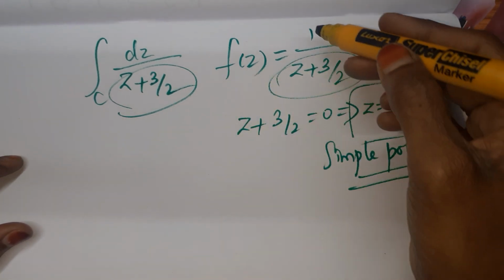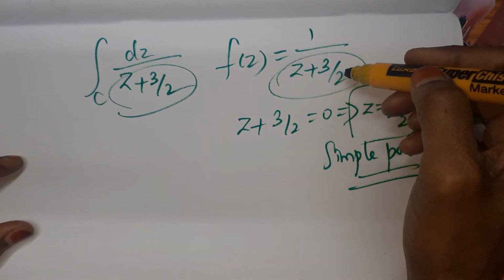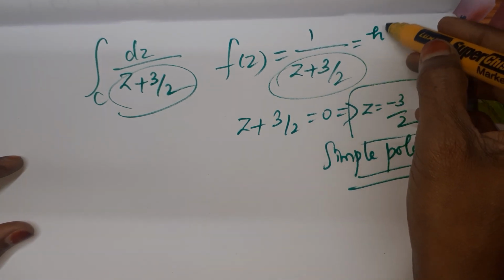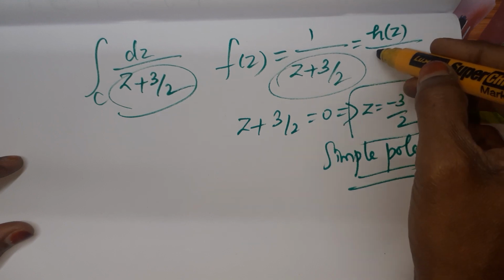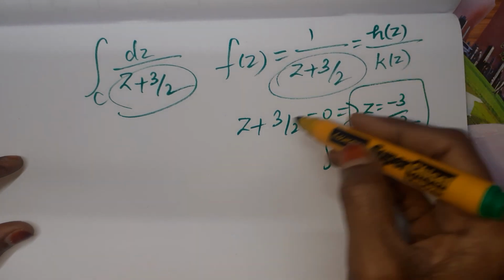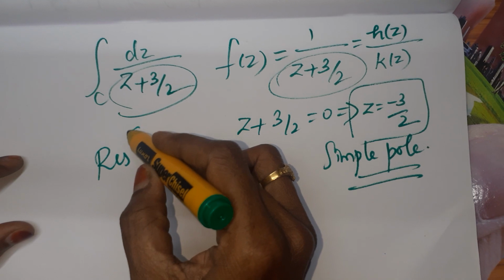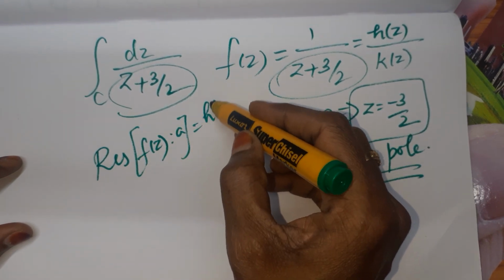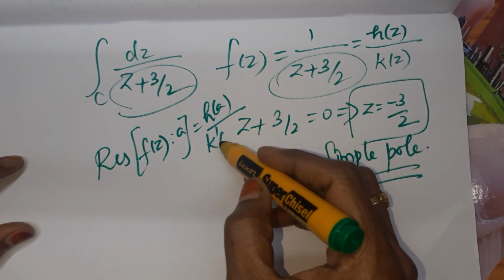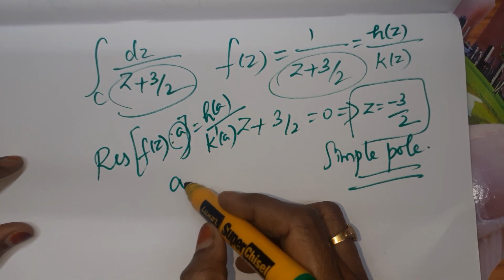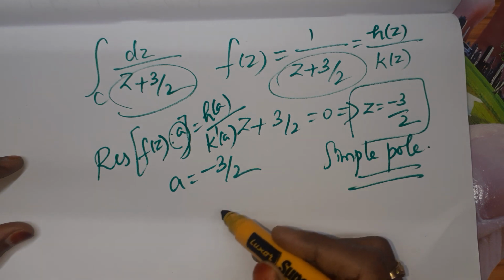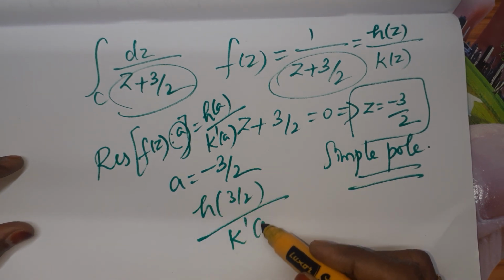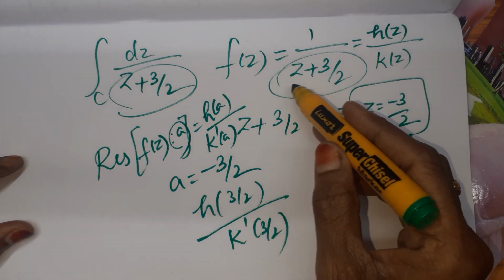So f of z is equal to 1 by z plus 3 by 2. In two ways we can find the residue. I will tell you the first one: taking this as h of z and this as k of z. What is the formula for finding the residue? Residue of f of z at the pole a is equal to h of a by k dash of a. Am I right? Here a is equal to minus 3 by 2. So h of minus 3 by 2 by k dash of minus 3 by 2. What is k of z? This one.